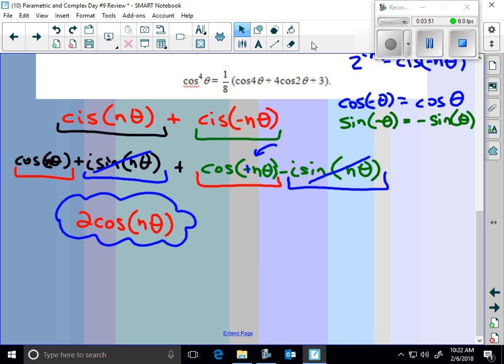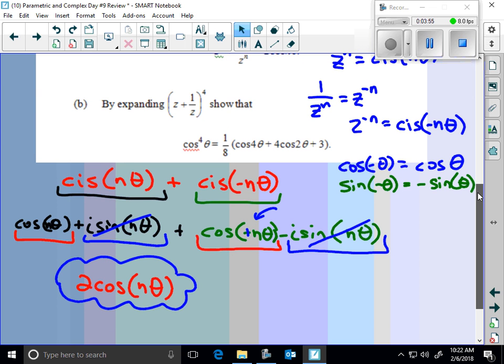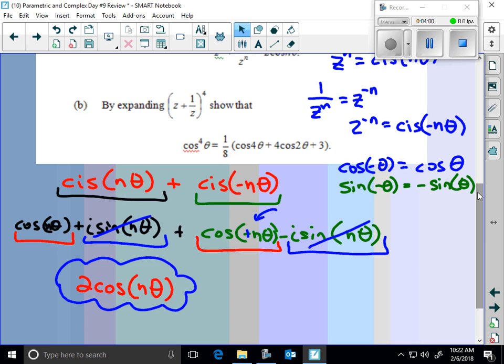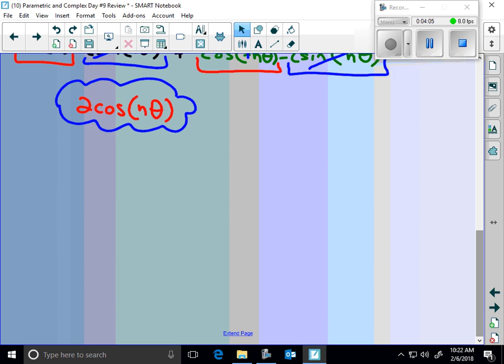Okay, so the second piece of this problem is the part that's going to maybe look even more intimidating. What if I took z plus 1 over z to the 4th power? I want to show that if I expand that, it equals that ugly thing. So z plus 1 over z to the 4th power. I don't really like that format, so instead of 1 over z, I'm going to make this z to the negative first.